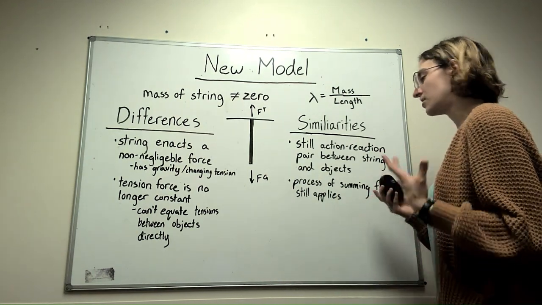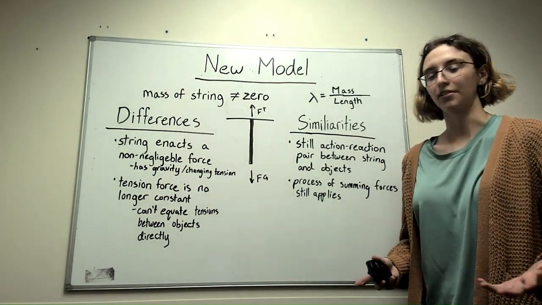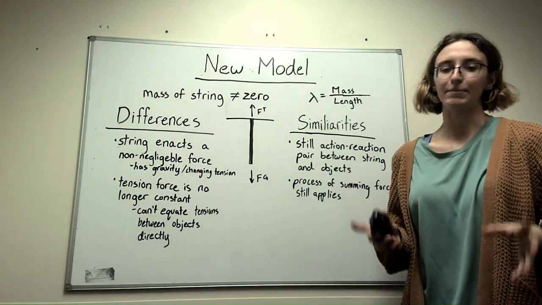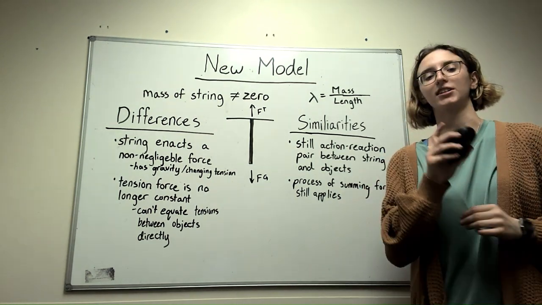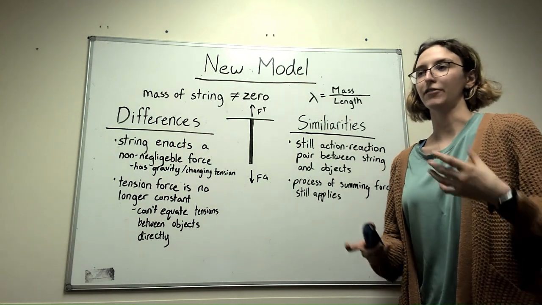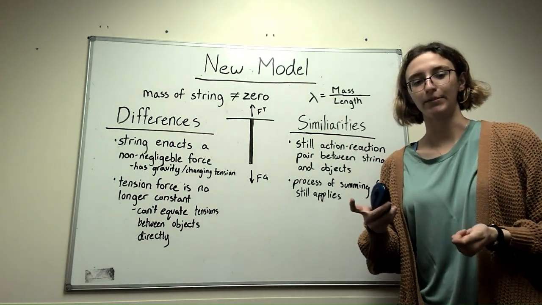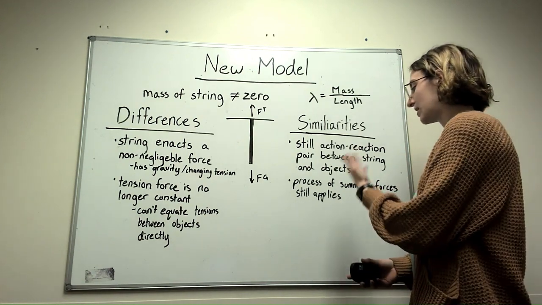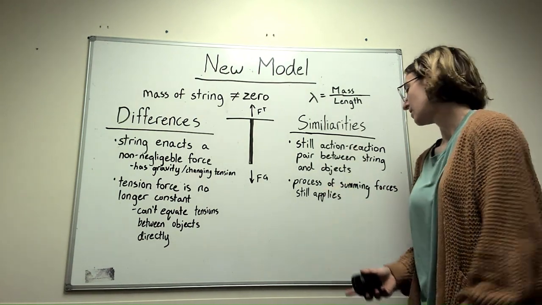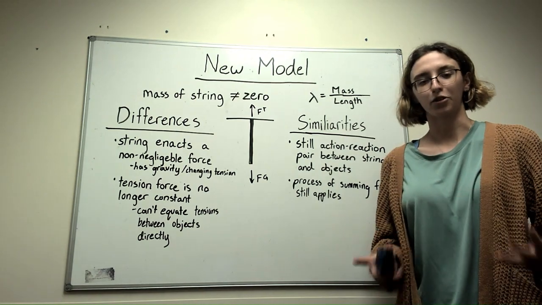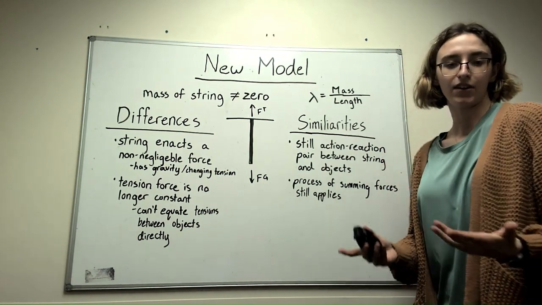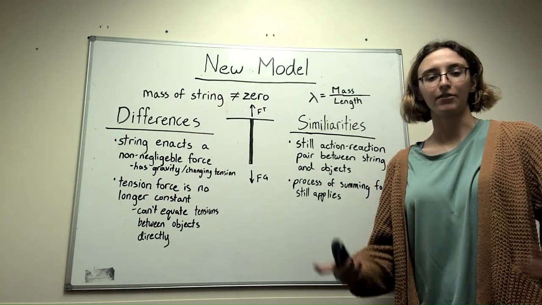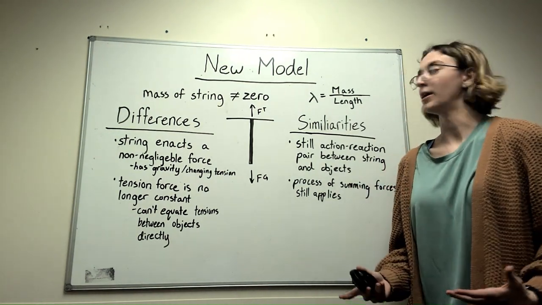Now, there are still some similarities to our old model. For example, there is still going to be an action-reaction third law pair between the string and any object it's connected to. If a string pulls on something, that object will pull back. It's just how the universe works. So we can still use that to problem solve. And the process of summing forces still applies. Even if the string has mass, we will sum the forces, find relationships, and solve that way.